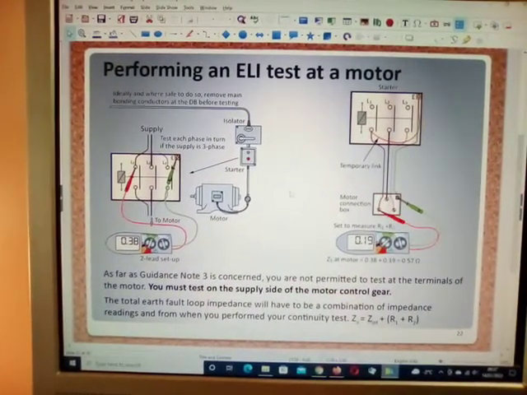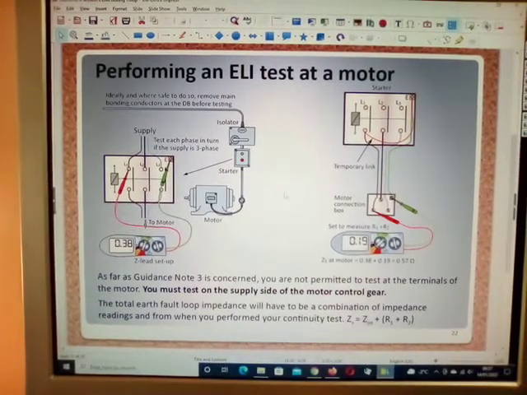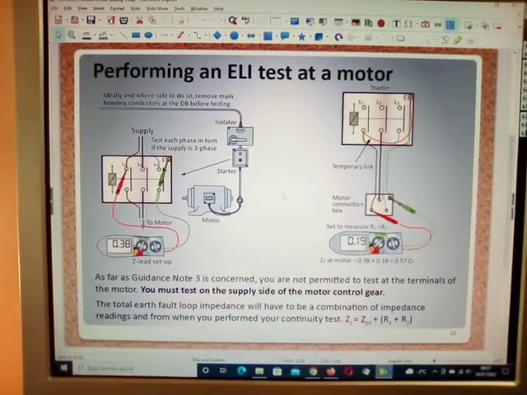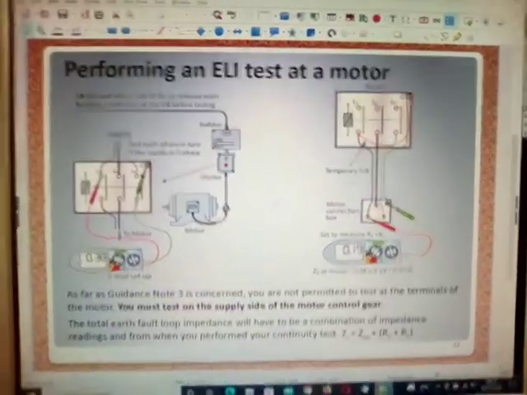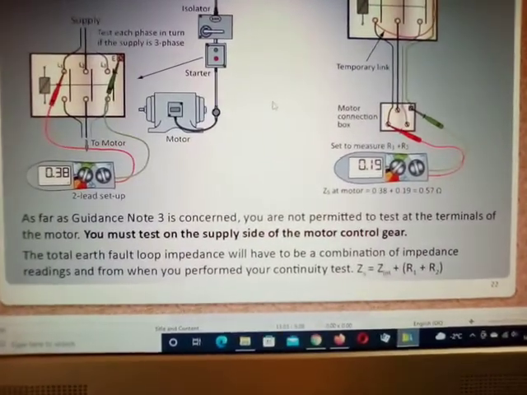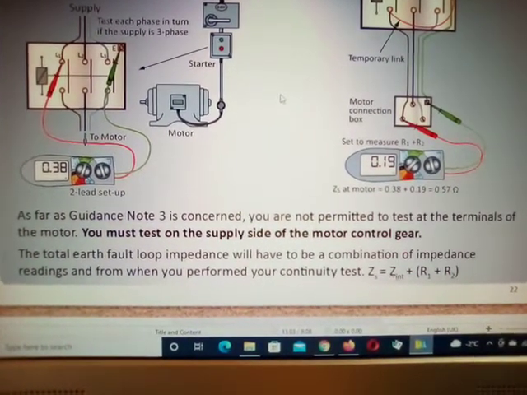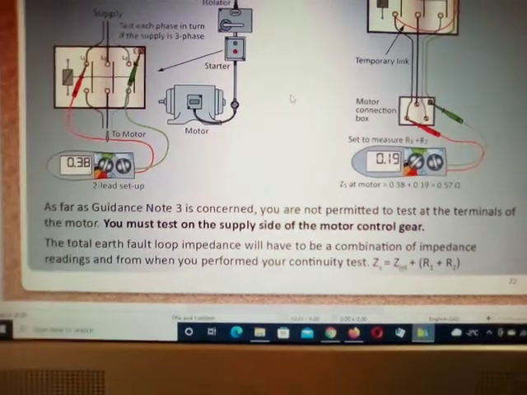Now again here you just perform a loop impedance test. And again look at the formulas below here, down here. That's the formula you will need to apply to calculate the values.